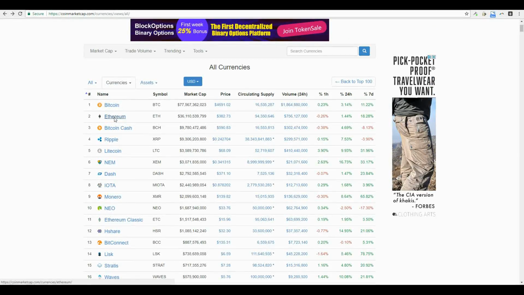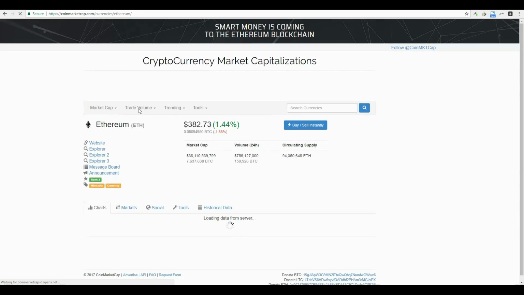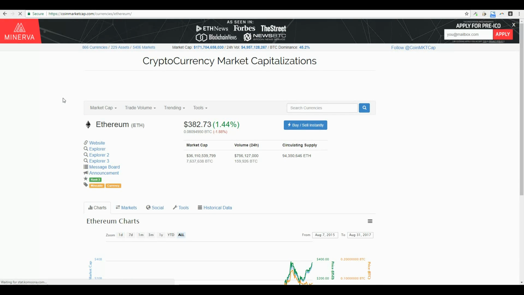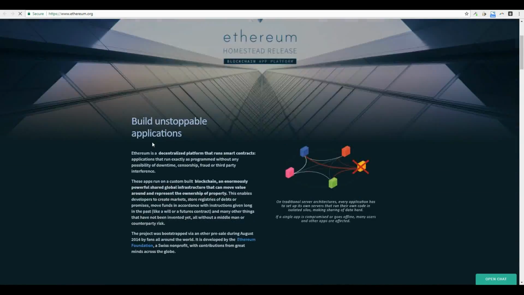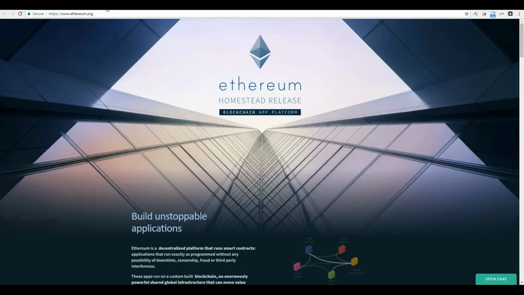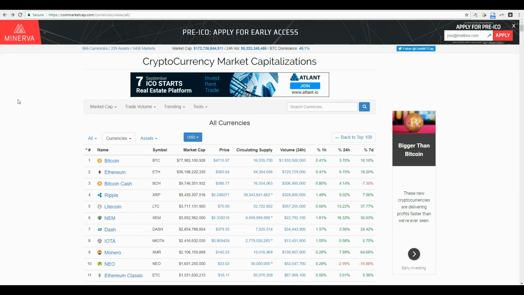So for example, we know about Ethereum, and we know that Ethereum is actually a decentralized platform for running smart contracts. But when you click on Ethereum, you have the option to go to the website, and you can find out everything you can from that. That's only one example. Let's go back to the site.